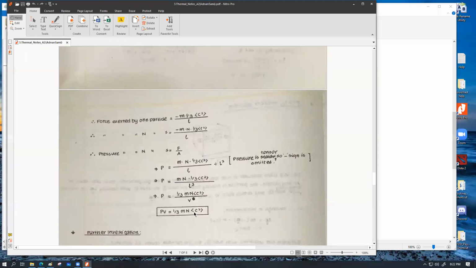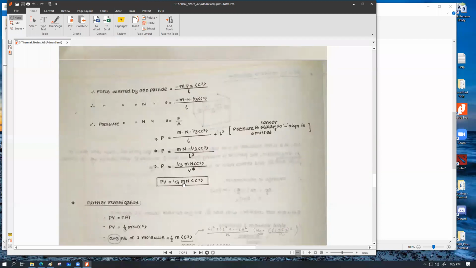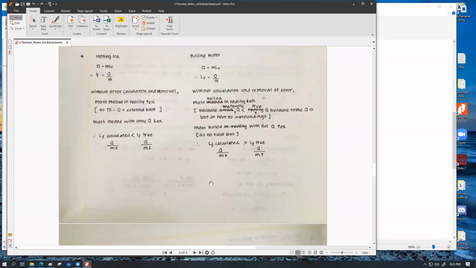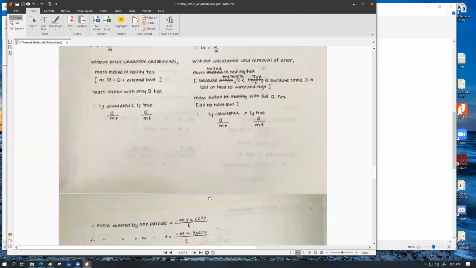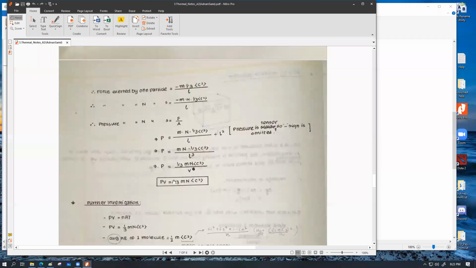So PV equals 1/3 mN c square. We are getting this equation over here, and this is one of the key equations we're going to be using through a lot of our mathematical operations for this chapter. All of this whole thing that we just discussed was relevant for the derivation of PV equals 1/3 mN c square.